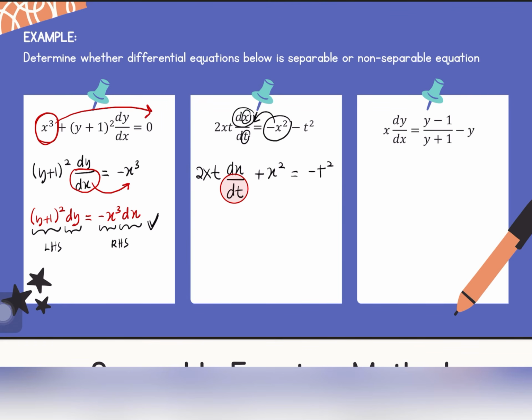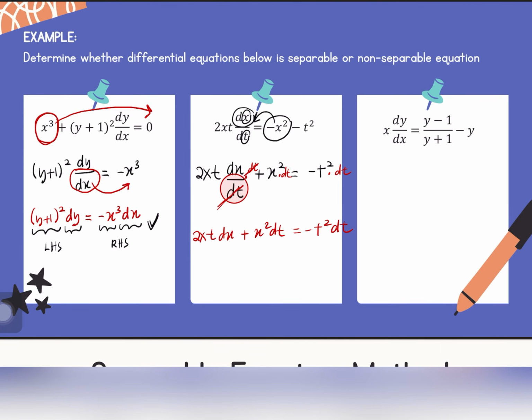So kalau kita nak hilangkan bahagi dt, sebenarnya konsep dia adalah kita kena darab dengan dt. Okay, barulah dia boleh hilang. So bila kita darab dengan dt dekat sini, semua term kita kena darab dengan dt. Ini pun kita kena darab dengan dt, yang ini pun kita kena darab dengan dt. Okay, so dt dekat sini dah hilang. So yang tinggal adalah 2xt dx tambah x squared dt equal to negative t squared dt.